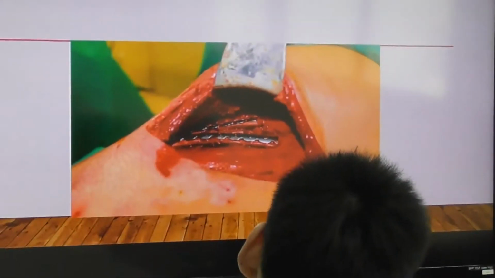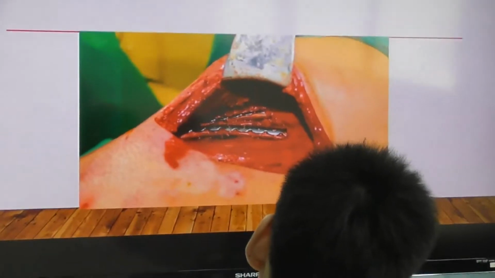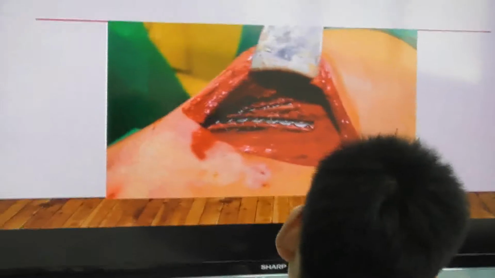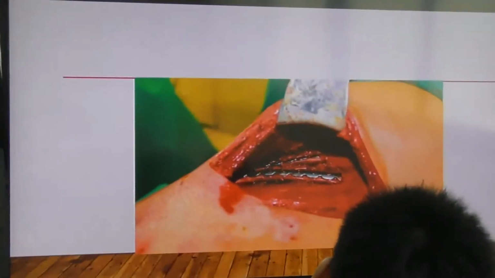Right. How about holes like this? I've only made a cut, but there's a tunnel inside. So this is why I thought we should also talk about the minimally invasive technique. Okay?